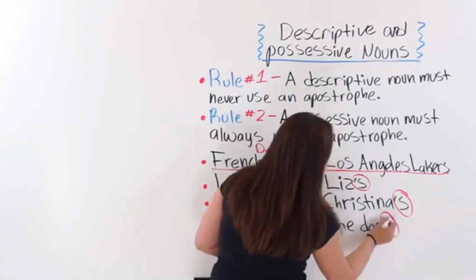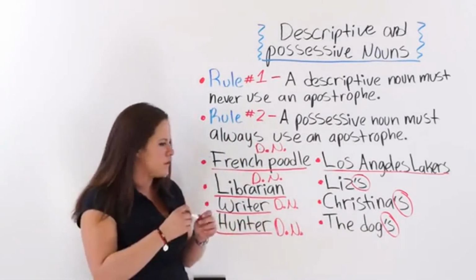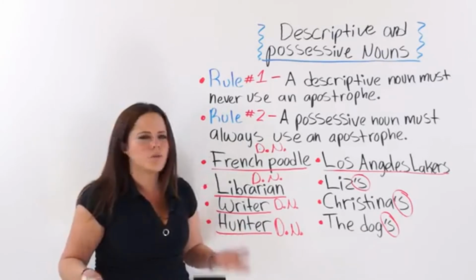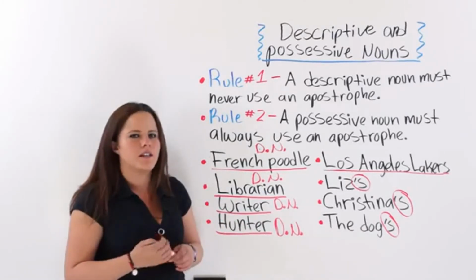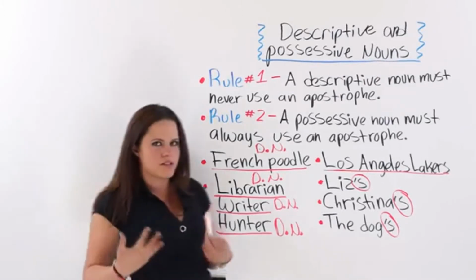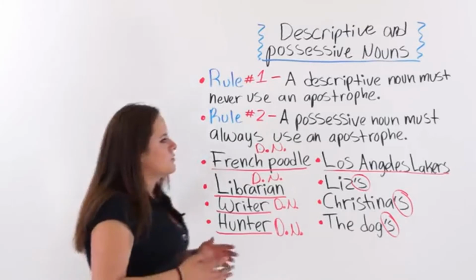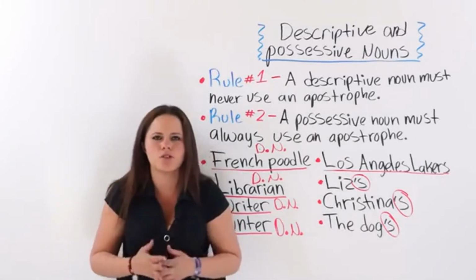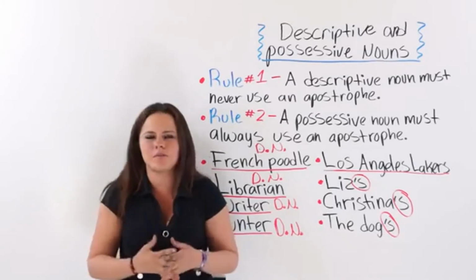And the last one says the dog's. We have an apostrophe and an S after the subject, so we know that it is also a possessive noun or possessive form of the noun. Next, I will give you some practice words and more examples so that you can master this subject.